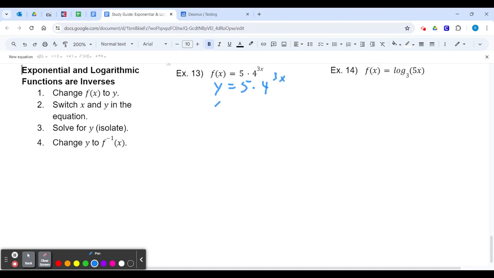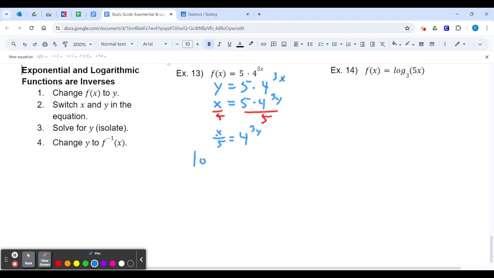And then I can swap that x and y in the equation. So x equals 5 times 4 to the 3y. Once I do that, I can solve for y, which is just isolating it. So I'm going to divide both sides by 5 to get that base alone. I get x over 5 equals that 4 to the 3y. Now I have a base exponent pair. I can rewrite this in logarithmic form.